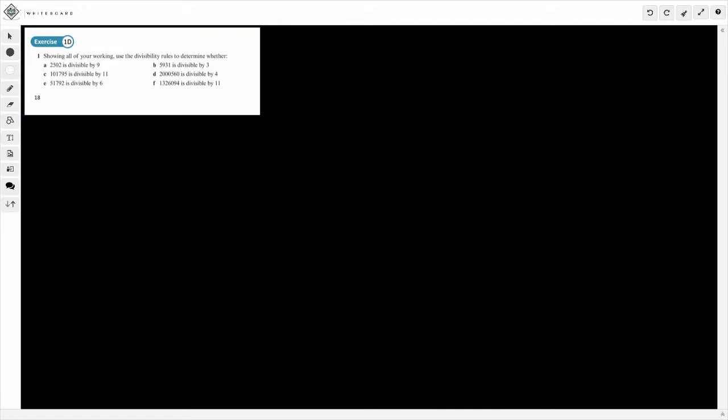So I'll put A. Oops, what colour are we in? There we go, so let's go to white. So A. So we want to know whether 2,502 is divisible by 9. So the way to do divisibility by 9, you might already know this, might not, but let's go for it. So 2,502. The way to work this out is you have to add up the individual digits.